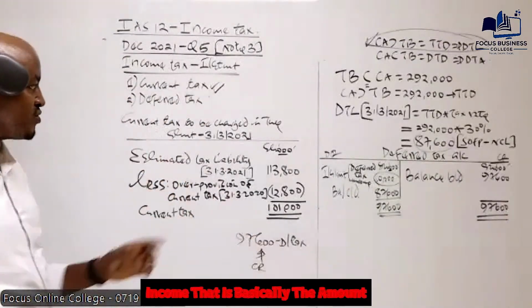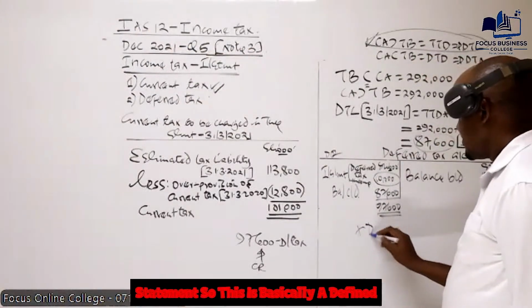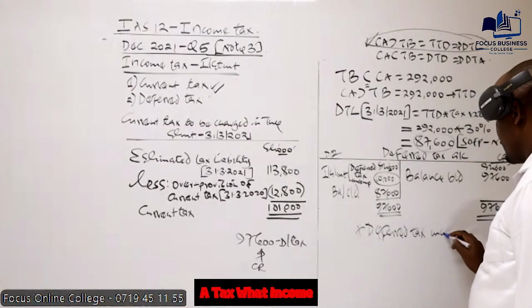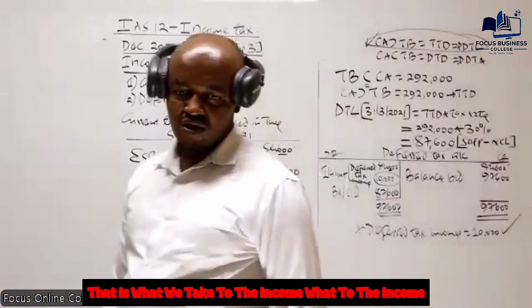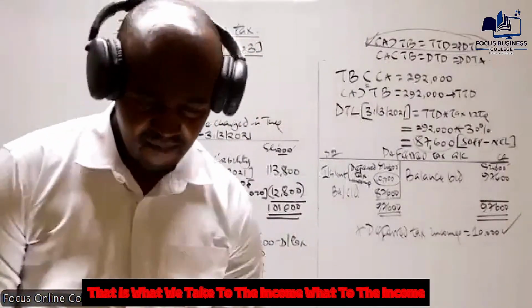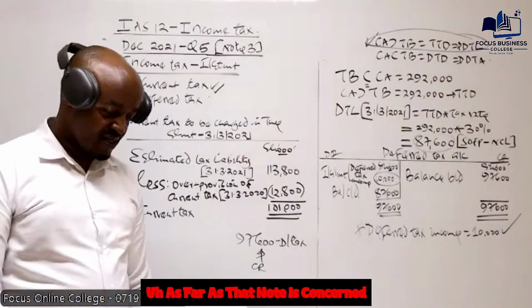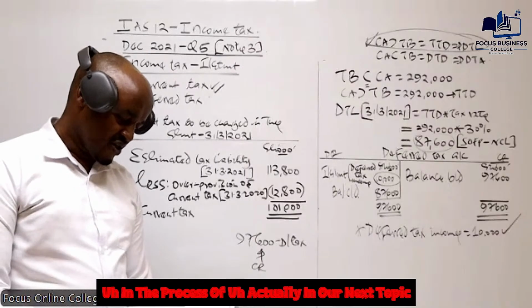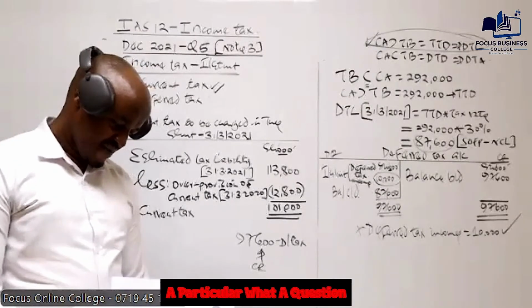That is basically the amount which we take to the income statement. So this is basically a deferred tax income of 10,000. That is what we take to the income statement. So basically that is what was required as far as that note is concerned, although I've said we will do that question in our next topic, where you're going to do that particular question.